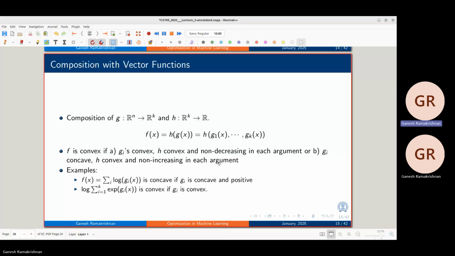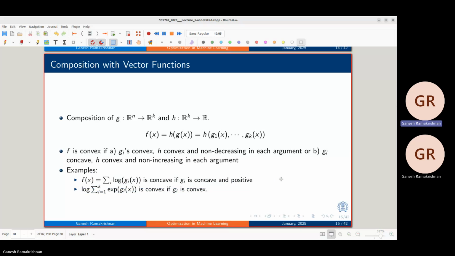Okay, now we're looking at some interesting properties, interesting functions. These are somewhat non-trivial. What is the first function? It is the sum of the log of G_i's. This is actually still okay. The first function is easy. Sum of log of G_i's.